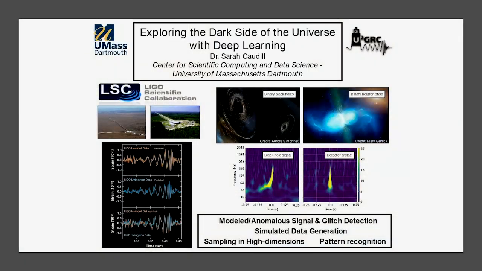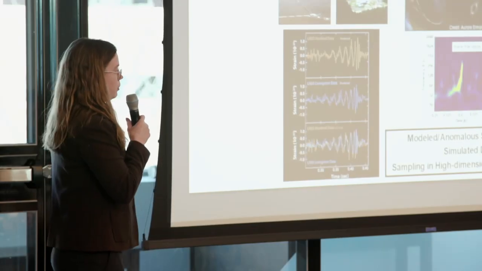You can see here an example of an actual black hole signal versus a detector artifact that contaminates our searches. But if we're able to overcome those artifacts, we can find signals from binary black holes and binary neutron stars and things that do not emit light and cannot really be detected in any other way. So it's a very interesting physics problem.